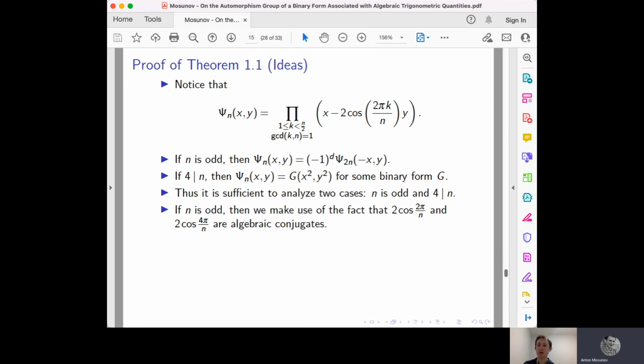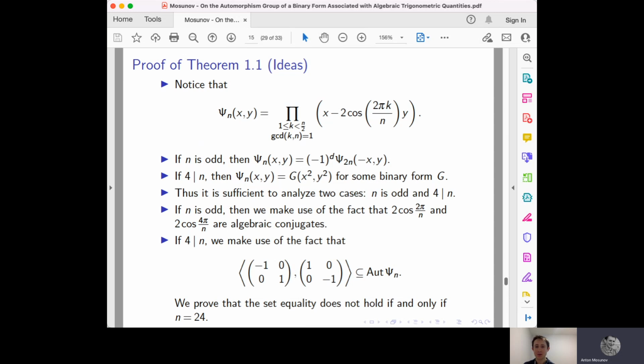If n is odd, we make use of the fact that twice the cos of 2 pi over n and twice the cos of 4 pi over n are algebraic conjugates. I can derive some useful information from that. And if 4 divides n, then we make use of the fact that this group that you see on the screen is isomorphic to D2, and this group has to be contained inside the automorphism group of C sub n. And then we prove that the set equality does not hold if and only if n is equal to 24.